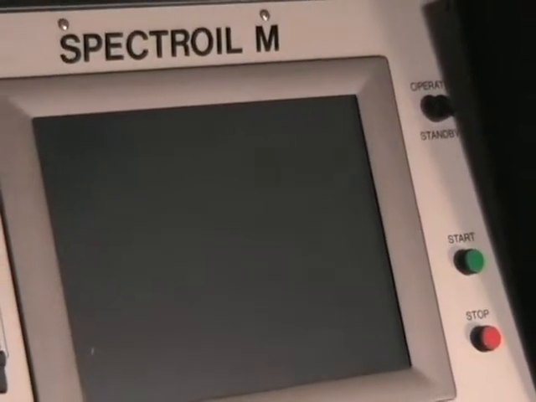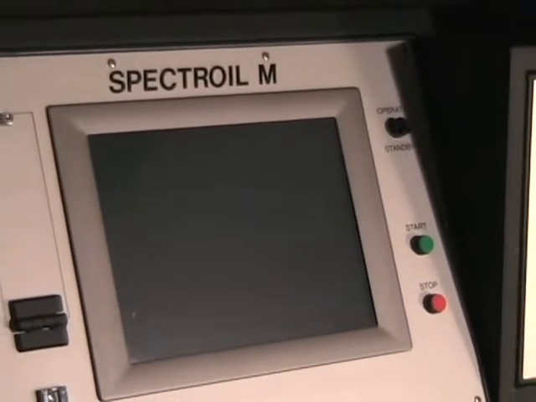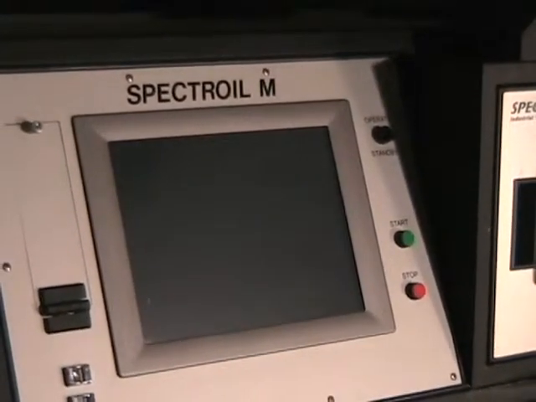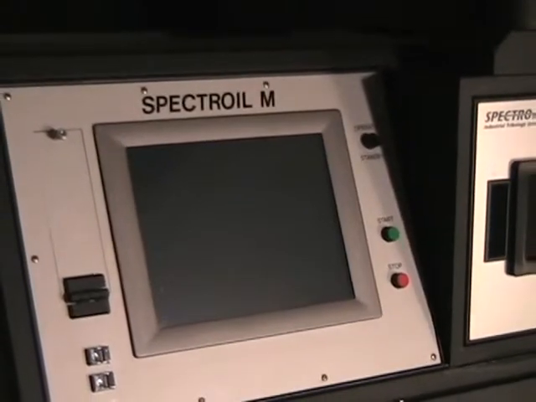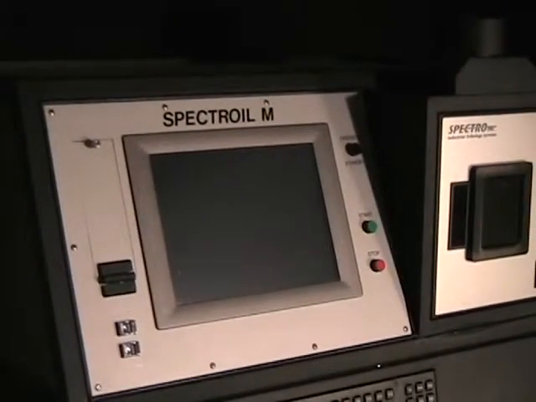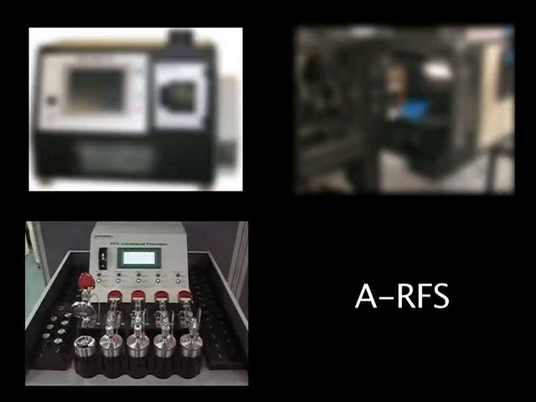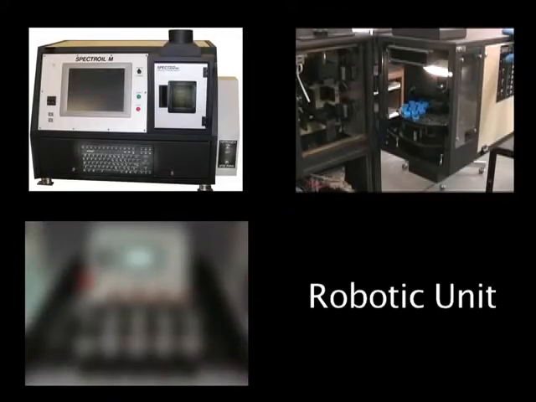Additionally, the Spectroil is the only oil analysis spectrometer successfully tested and approved by the United States Department of Defense for use in the Joint Oil Analysis Program, JOAP, and is the preferred spectrometer of most commercial laboratories in many other industries. Optional accessories include the sulfur optic, the ARFS Rotrode filter spectroscopy system for the analysis of large particles, and the D2R2 double disc rapid robot system for automatic and unattended operation.